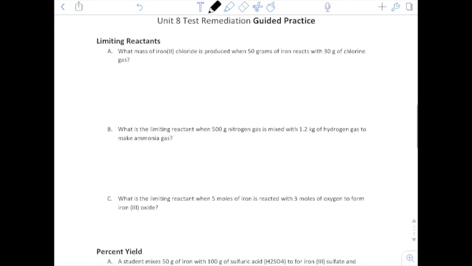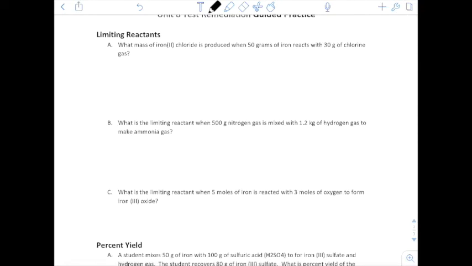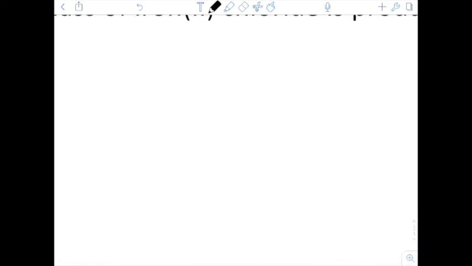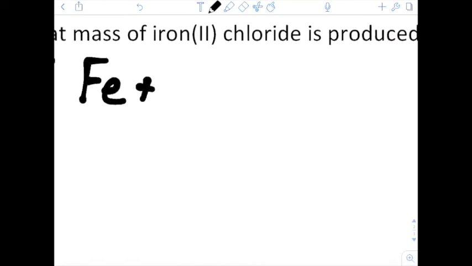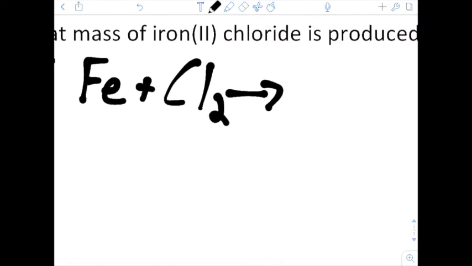Moving on to limiting reactant, it says what mass of iron 2 chloride is produced when 50 grams of iron reacts with 30 grams of chlorine gas. So first thing we need anytime we're working in stoichiometry is a balanced chemical equation. So this is iron, which is Fe, reacting with chlorine, which is a diatomic element, so it's Cl2, and it produces iron 2 chloride, which is FeCl2.